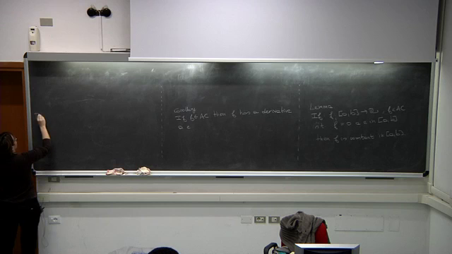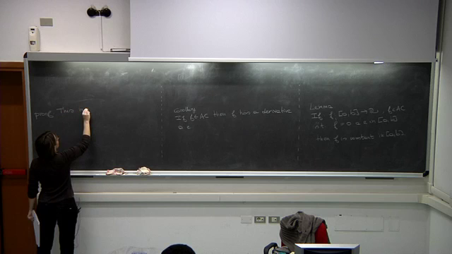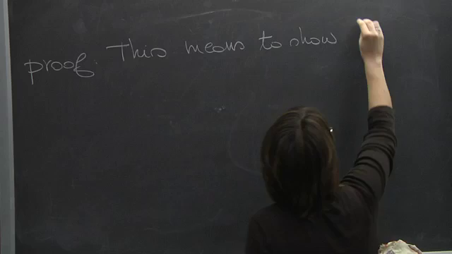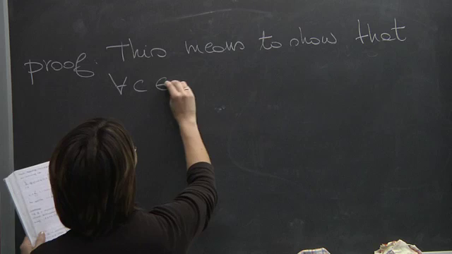Okay, this is equivalent to showing that, for instance, for any C in AB, we have that f of C is equal to f of A.